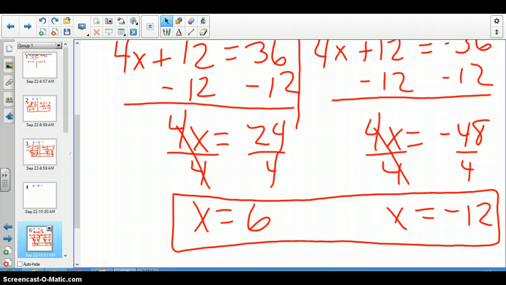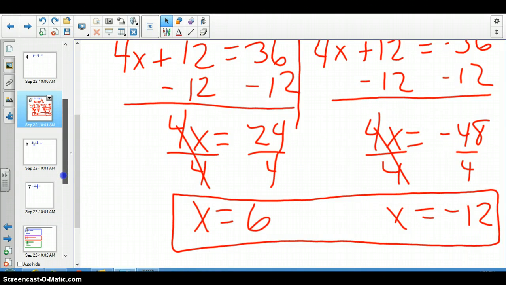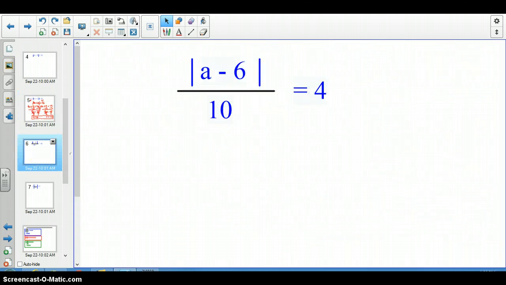Remember, you can pause or stop this video at any time to catch up. Or if you want, work a problem out and then check it as I go through it. This one, we have this 10 in the denominator, so that means we're dividing, so I have to multiply each side by 10.